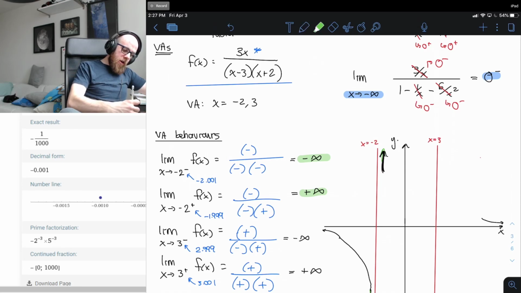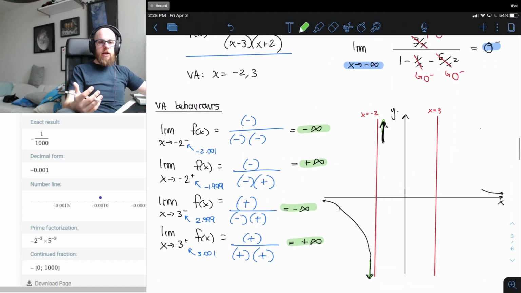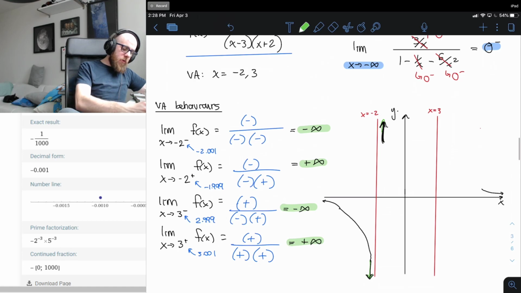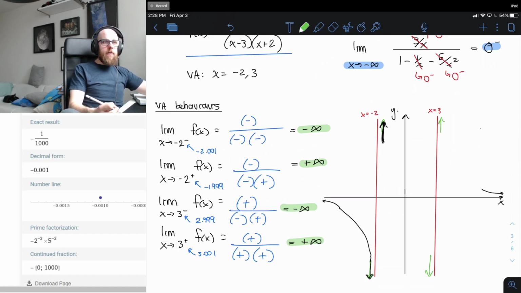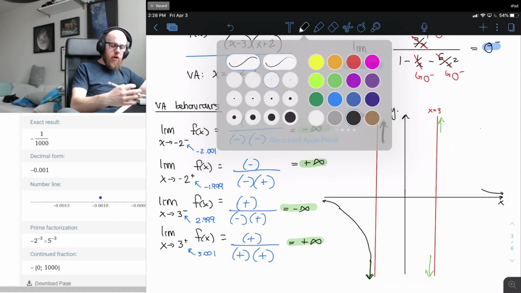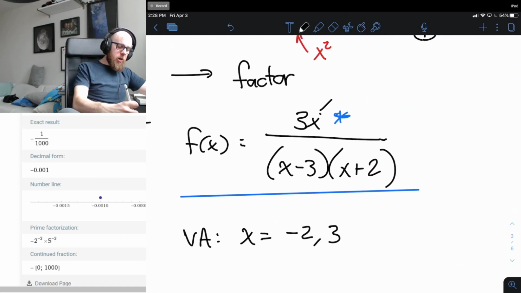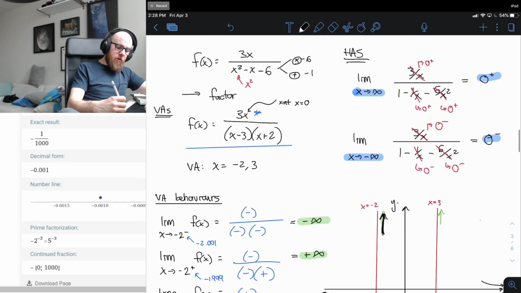All right. And now that I found the VA behaviors, I can come back to my graph and start to update it a little bit more. I know as I approach 3 from the negative side, I'm going to come down to negative infinity. And if I look at the other side of my vertical asymptote, I'm shooting off to positive infinity, okay? So now I can just connect the dots. There's definitely a little bit more that we can do here. For instance, if I go back to my function, I notice that I have an x-intercept at x equals 0, so I can even include that if I want to.